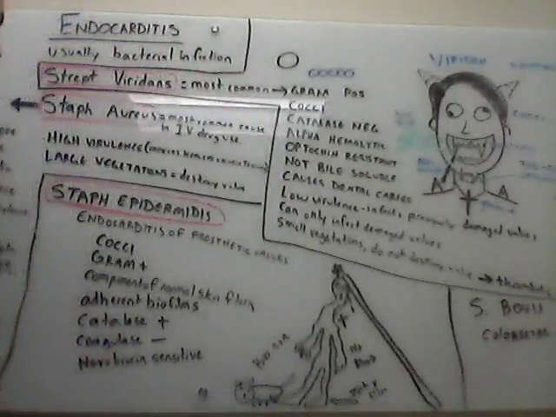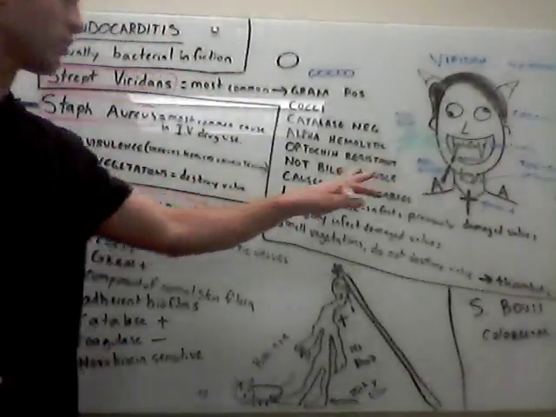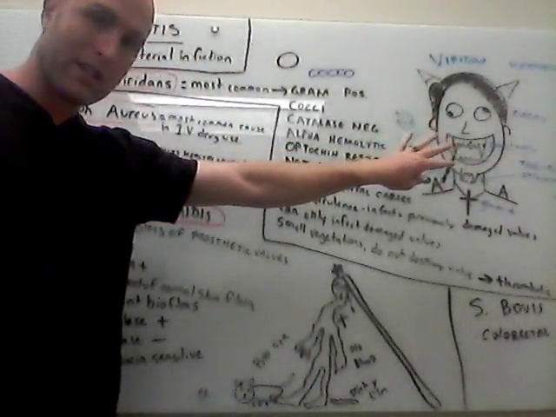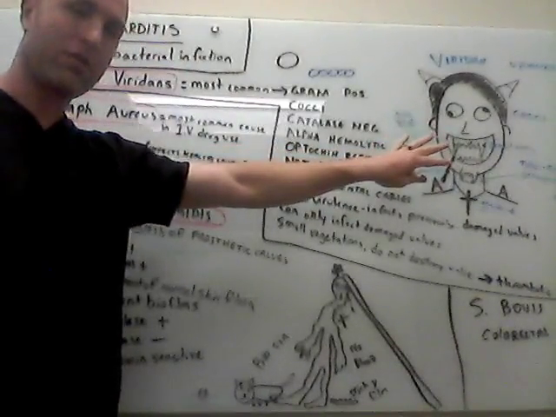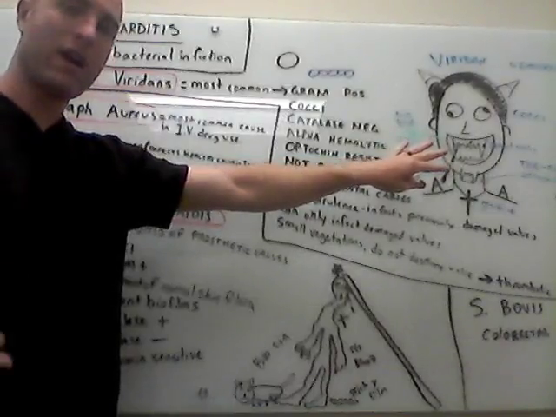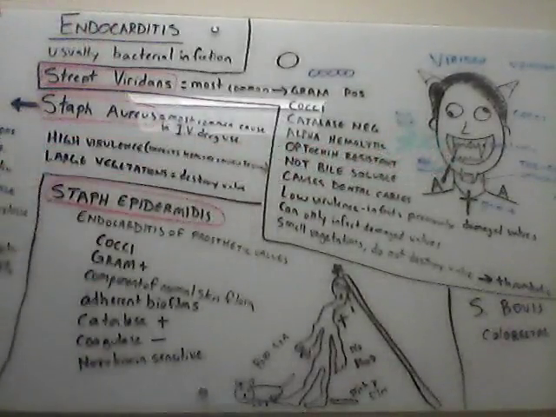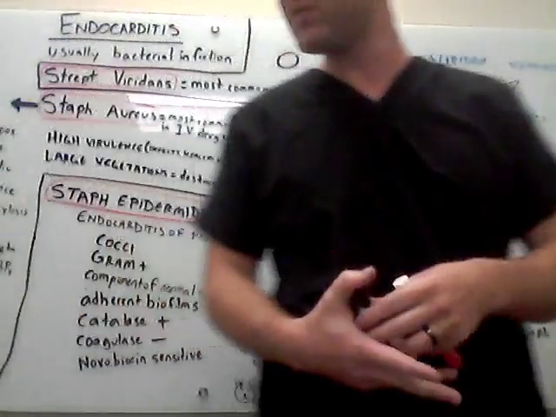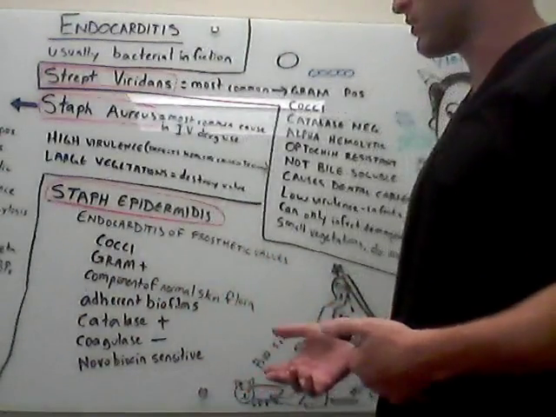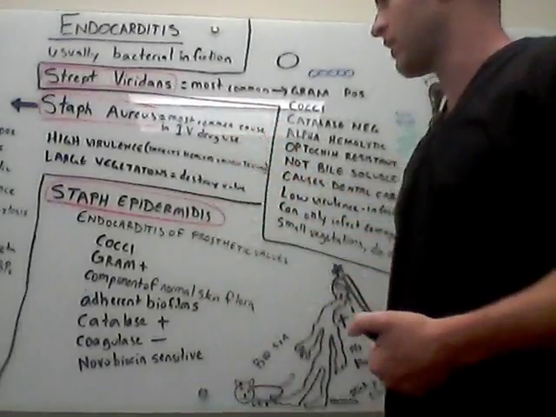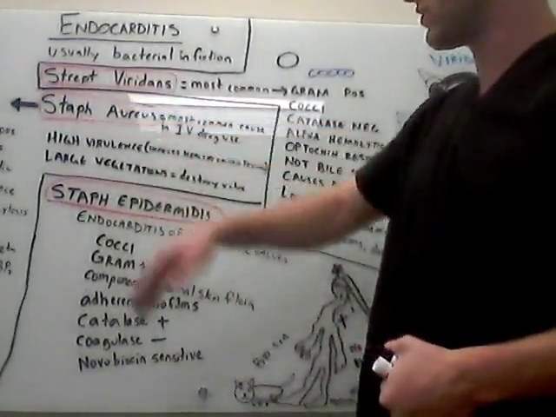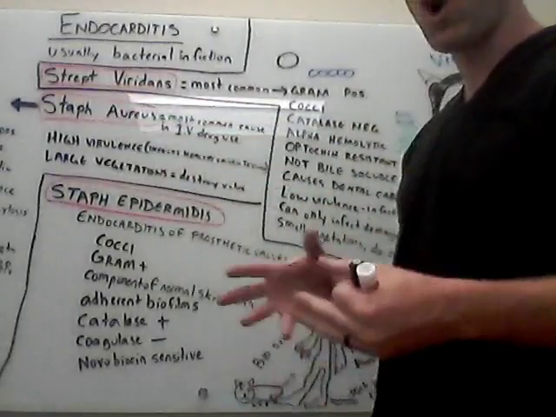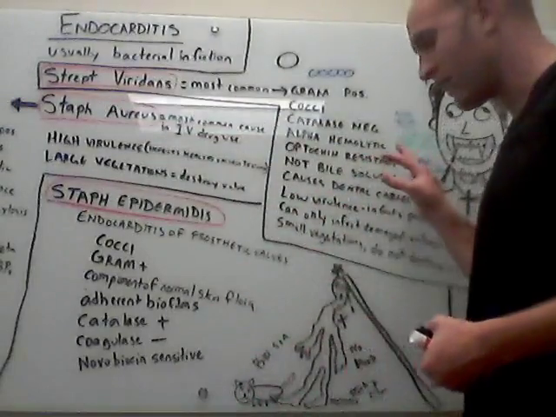So it does infect, unlike this one, that the Streptococcus viridans only infected damaged valves. Staphylococcus aureus has very high virulence. It will infect healthy valves. So it doesn't have to be damaged for this thing to really get in there and hurt people. Staph infections are bad. And it causes large vegetations.